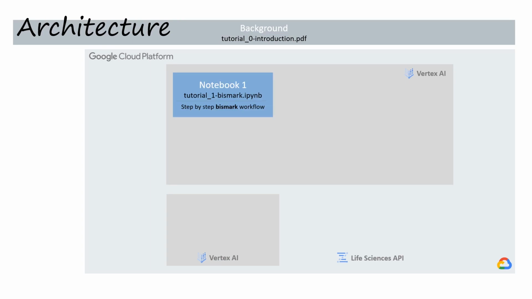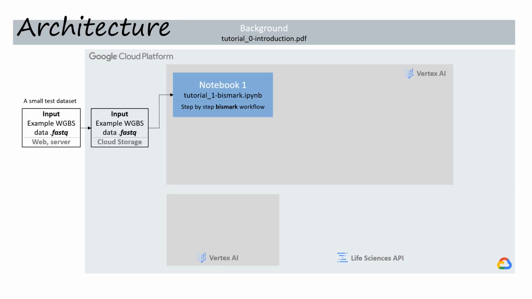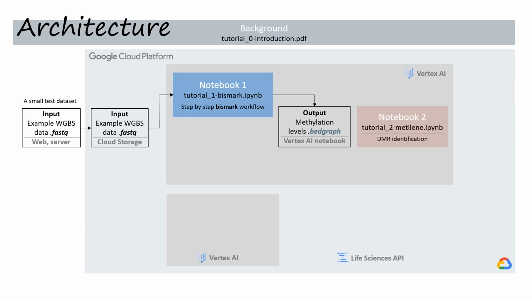For the first submodule, Notebook 1, it will take a small example dataset as input, and after a step-by-step Bismark workflow, the DNA methylation levels will be generated as output of the module. The second submodule, Notebook 2, will take the output from Notebook 1 and process it using Methylation to detect DMRs. The output will be in the format of bedGraph files and stored in the cloud storage.